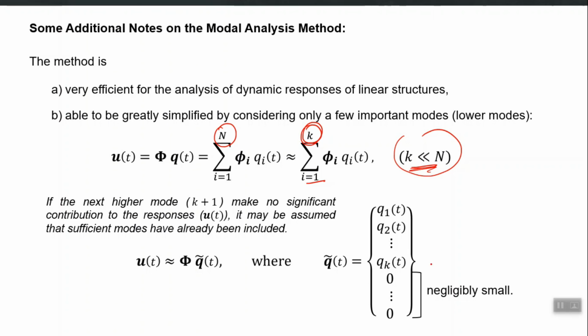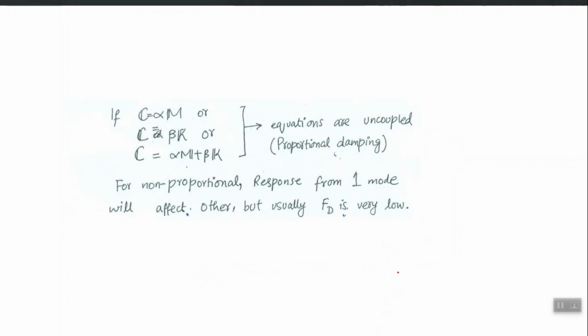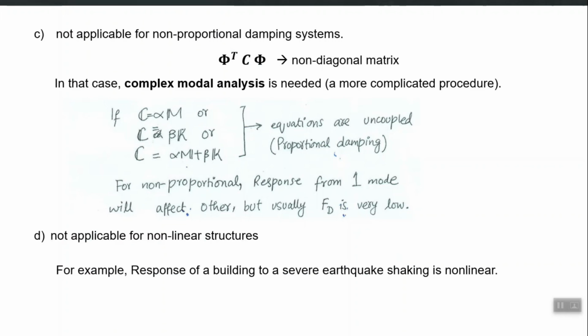So you will deliberately keep the higher modes out, you just put their q equal to 0, and the solution will only consider up to the kth mode, right? So this q prime is a modified q vector with all the higher modes set equal to 0, and you only consider the first few modes. The solution will be far quicker compared to the linear direct integration method.